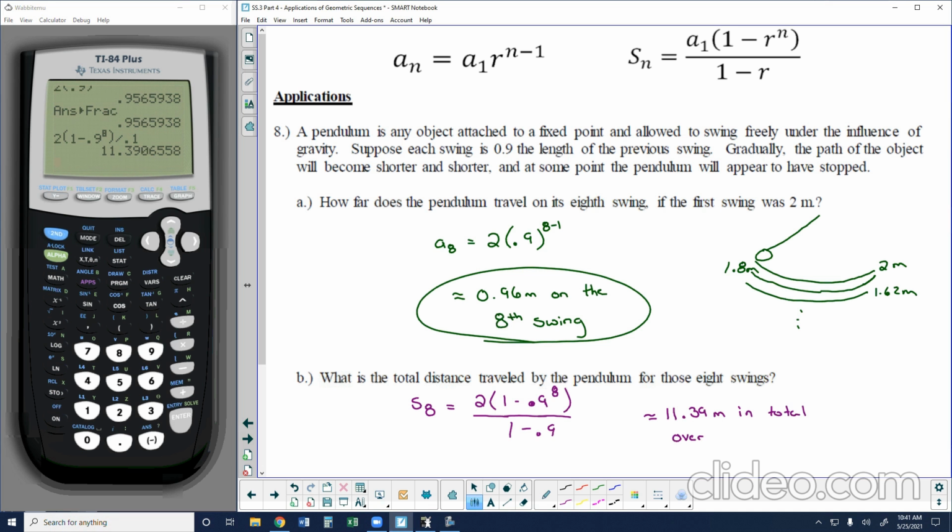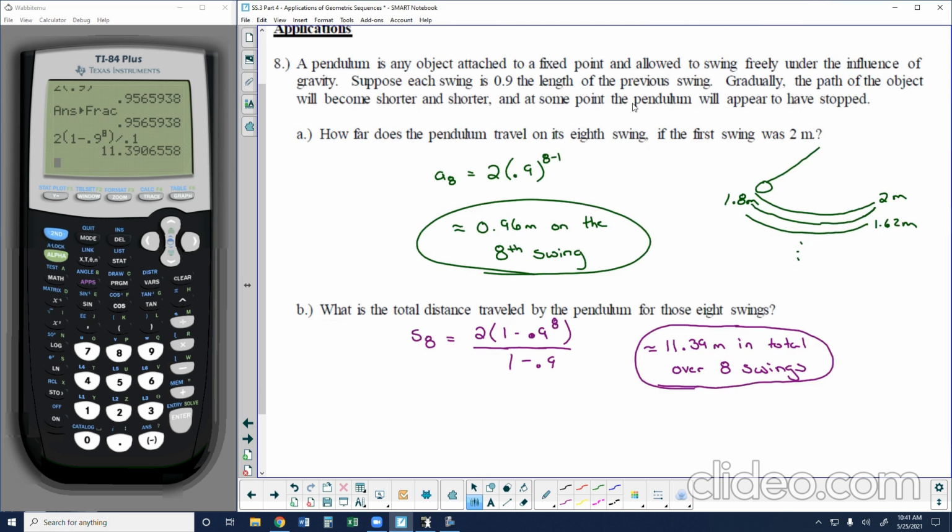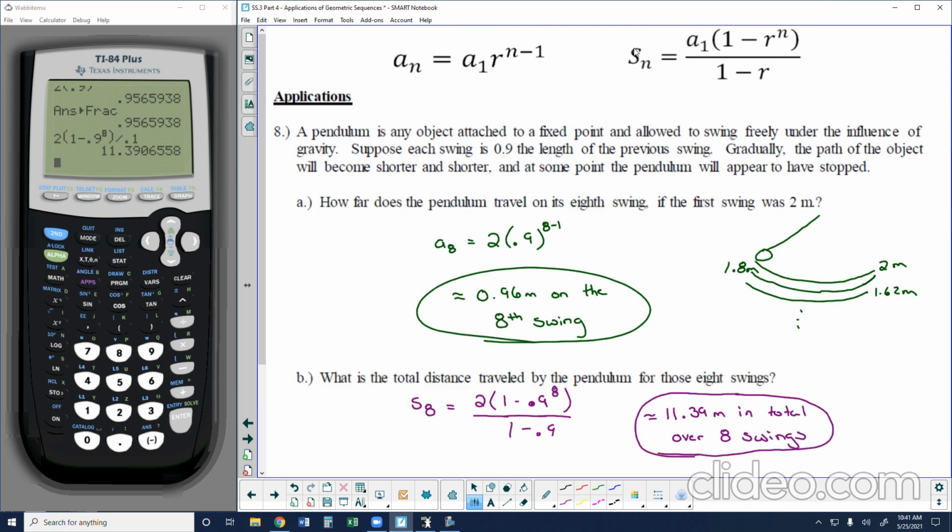Here we just see both of the previous formulas we have learned, the nth term formula for a geometric sequence and the partial sum formula for a geometric sequence, put together in an application with a word problem.